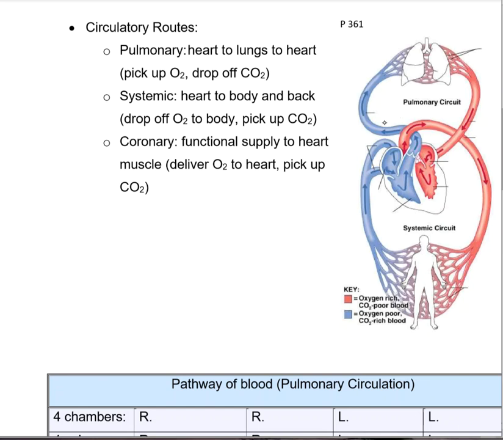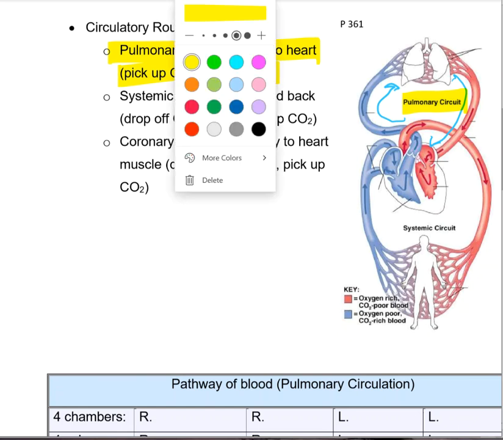So the pulmonary circuit is where deoxygenated blood goes into the lungs, becomes oxygenated, and then comes back to the heart to be pumped out. So oxygen is getting picked up here, and CO2 is being dropped off at the lungs and exhaled, and we bring that oxygenated blood back to the heart. That's the pulmonary circuit. Okay, pulmonary circuit, picking up oxygen, dropping off carbon dioxide.